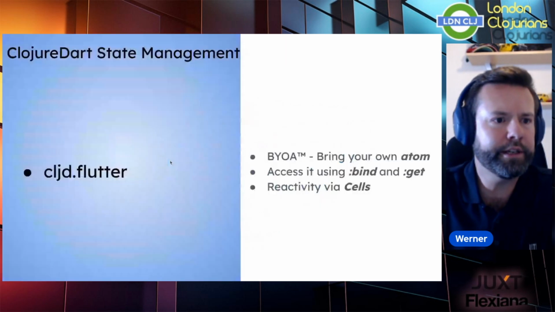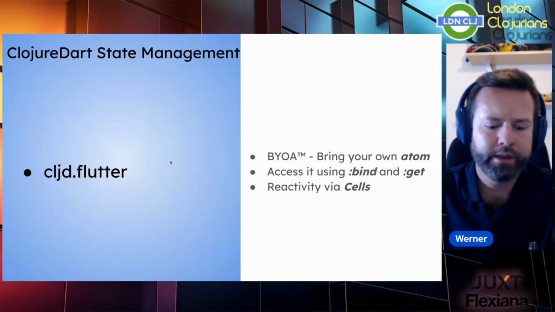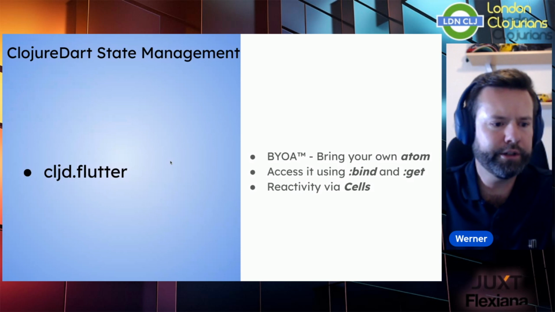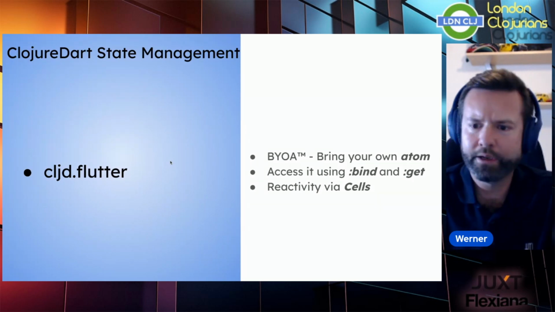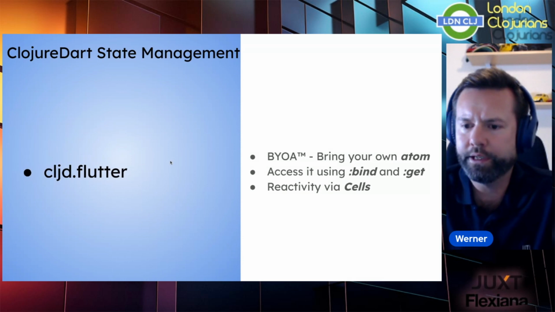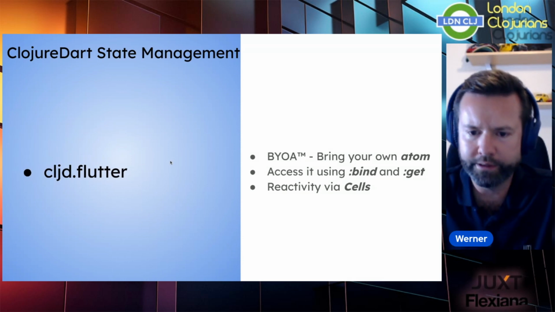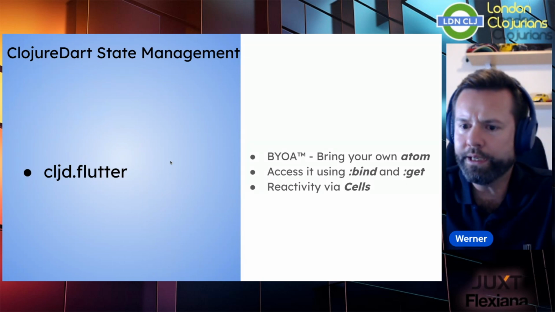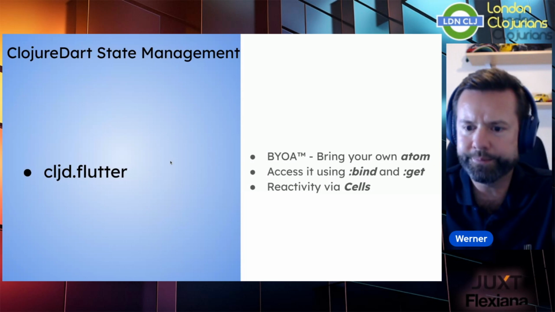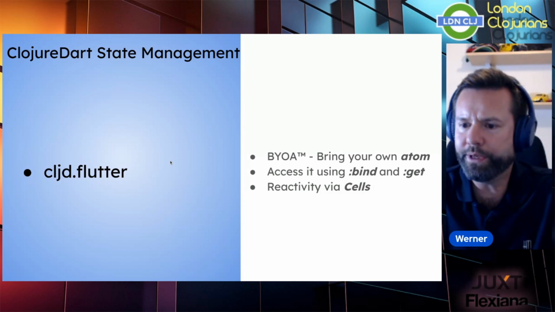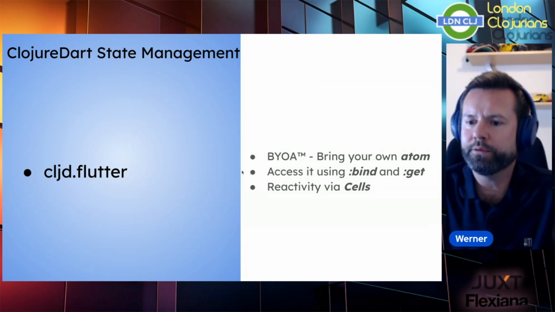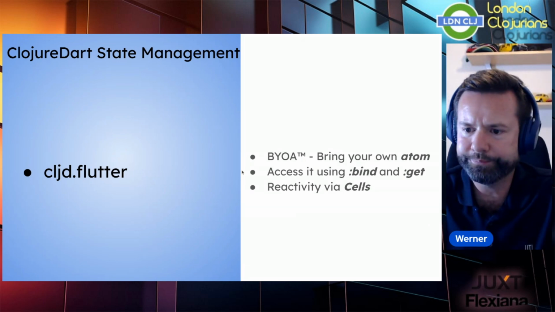So let's change gears towards ClojureDart state management. By default, as I've mentioned earlier, we get provided with cljd.flutter. And I call it bring your own atom. So what this means is for global state, we define our own global atom somewhere in our namespace. And we then pass it into our widgets that need it. To be able to share this atom between widgets or between views of our application or alongside our widget tree, the fwidget macro provides directives like bind and get to be able to share this atom to other parts of our application.